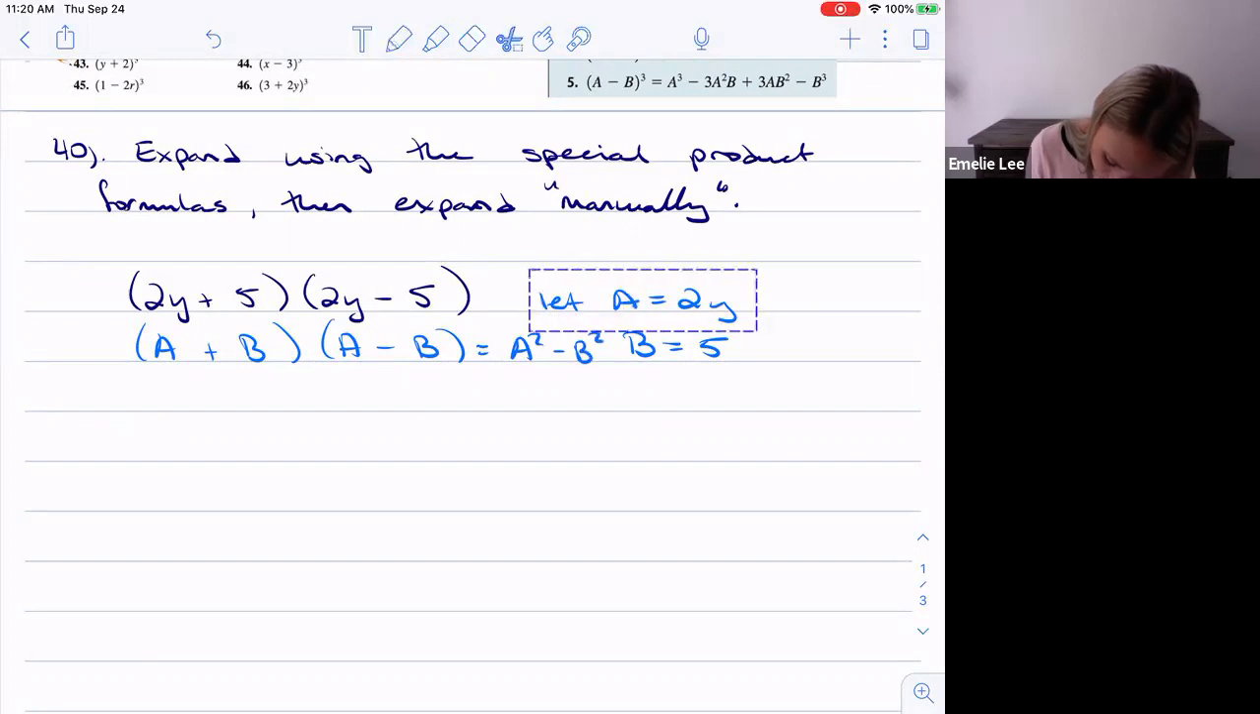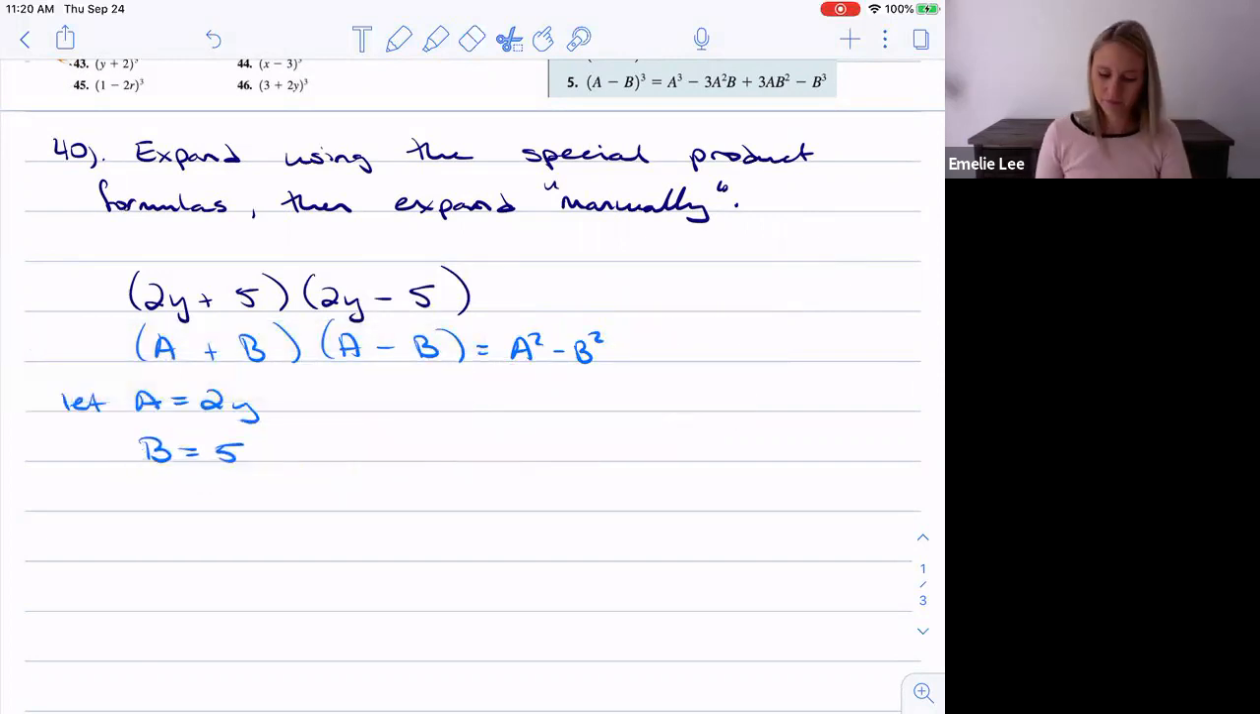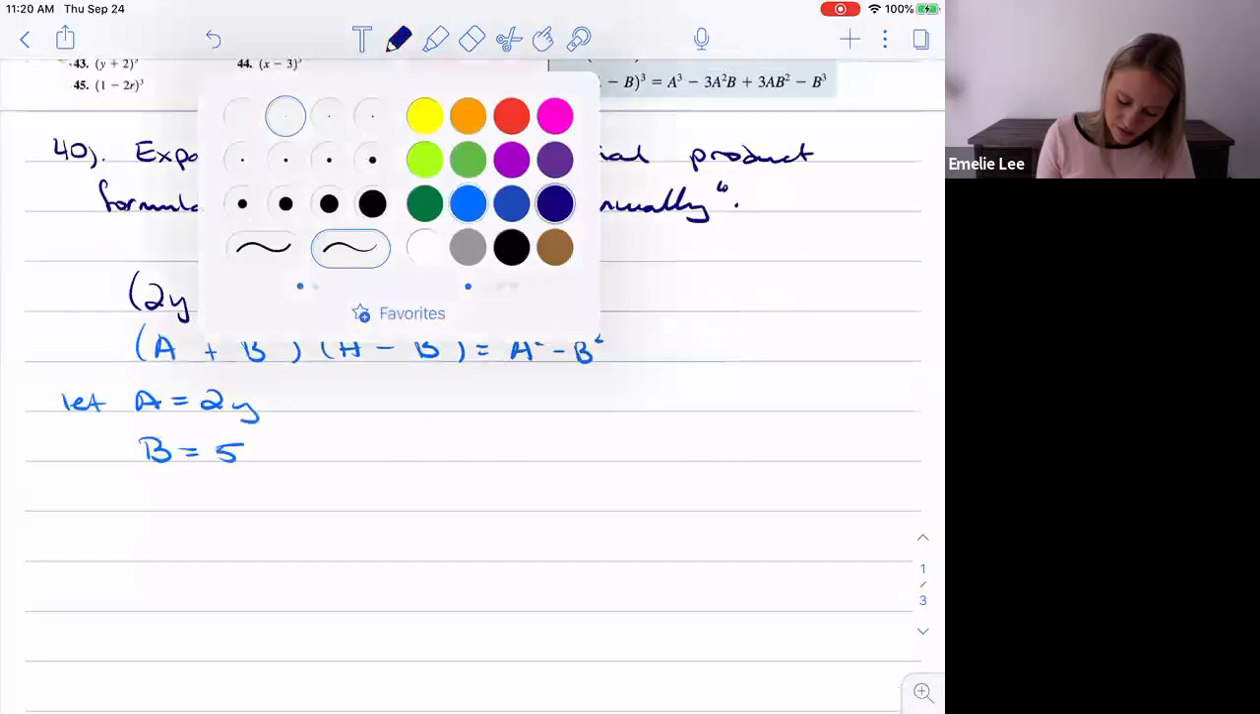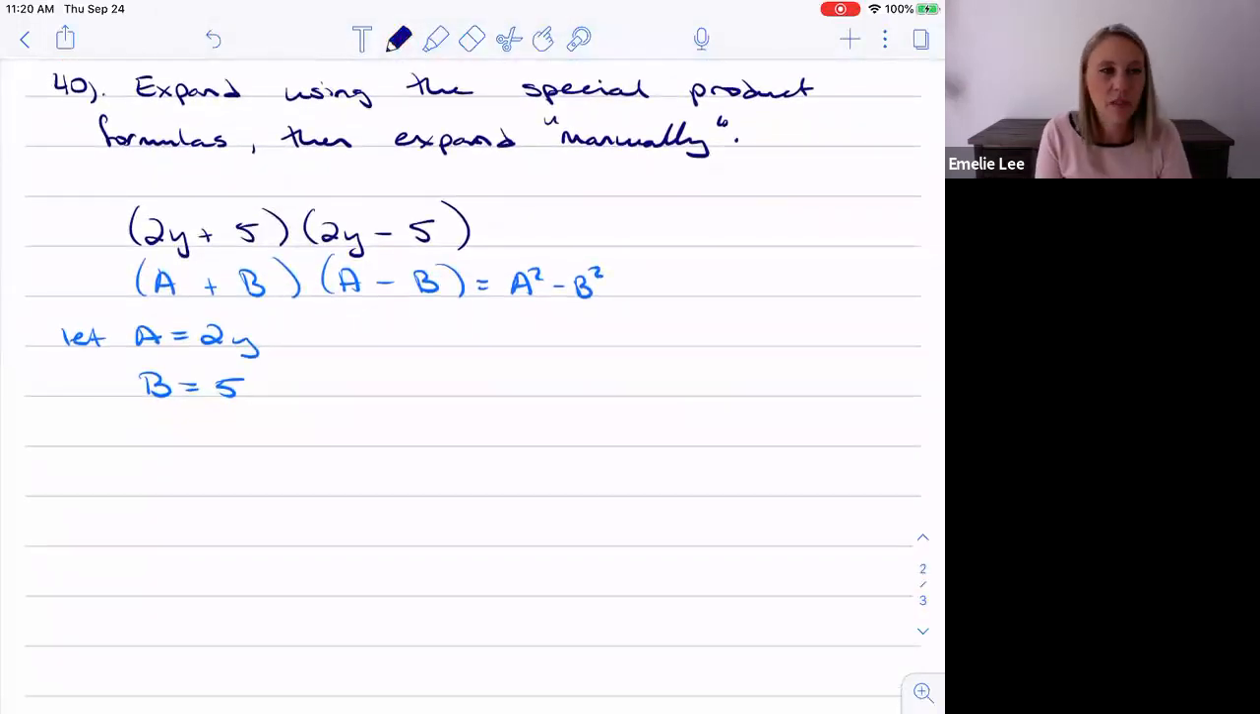And what I'm going to do is I'm just going to scoot this. Let a, there. Okay. So what I'm going to do is, okay, well then, right, my 2y plus 5 times 2y minus 5 is going to be equal to a squared minus b squared, where a is 2y and b is 5. And so 2y plus 5 times 2y minus 5 must be equal to 2y squared minus 5 squared.